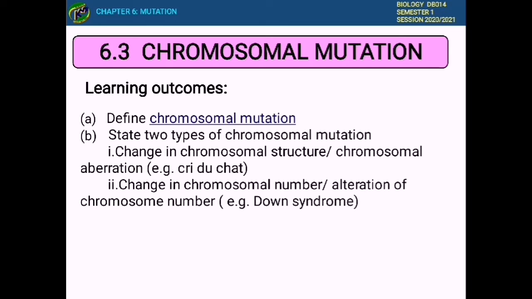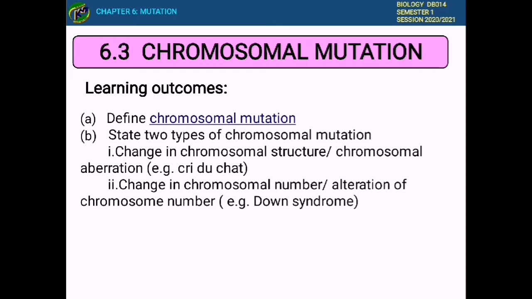Okay, now we are going to continue with 6.3, which is chromosomal mutation. For this chromosomal mutation, you have to know how to define chromosomal mutation, and you have to state two types of chromosomal mutation. The first one is change in chromosomal structure, or chromosomal aberration, and the syndrome for this kind of chromosomal mutation is Cri-du-chat.